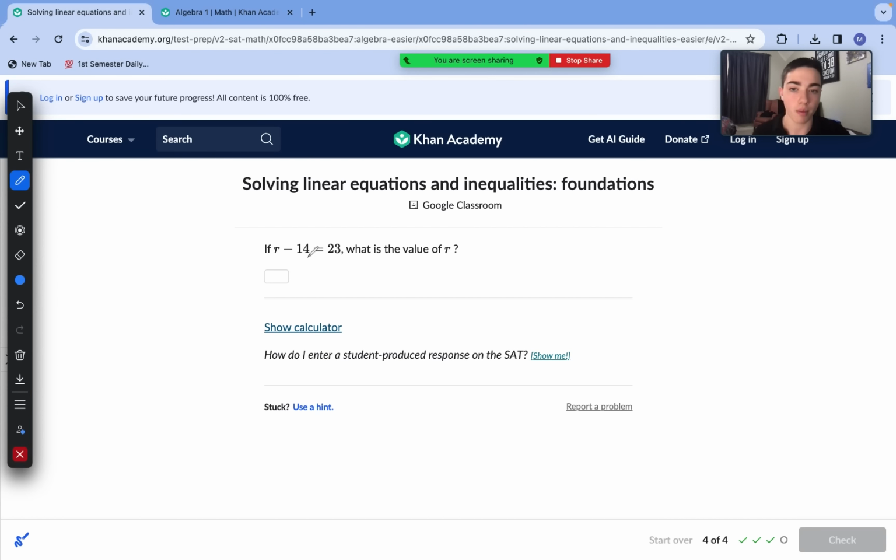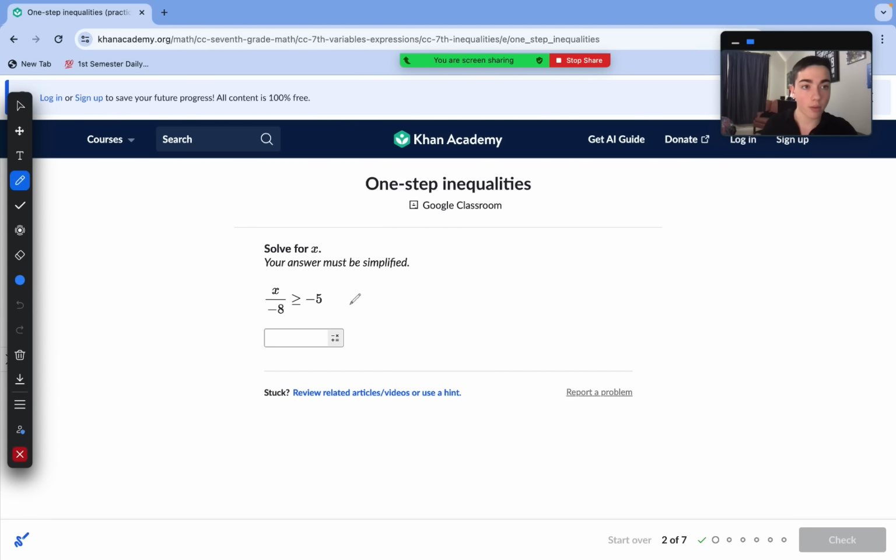We have r minus 14 equals 23. What's next to our variable r? It is negative 14. So in order to get rid of negative 14, we need to do the inverse operation of addition. We add 14 to both sides. And then we are left with 23 plus 14, which is 37. And r equals 37. So that was 4 SAT practice questions, kind of the easiest step there, but it will progress over time.